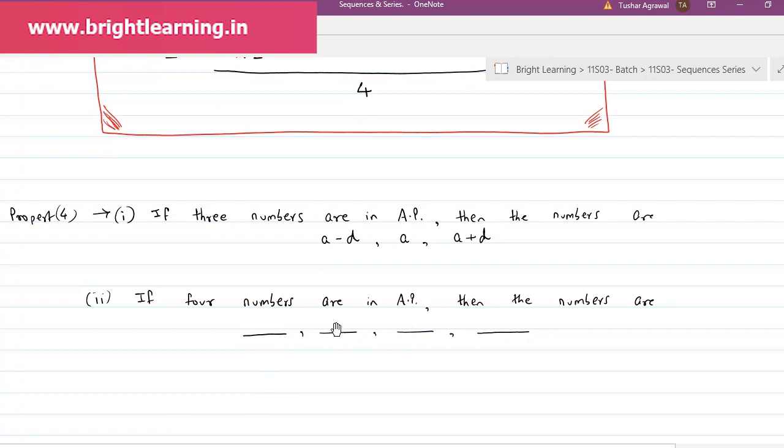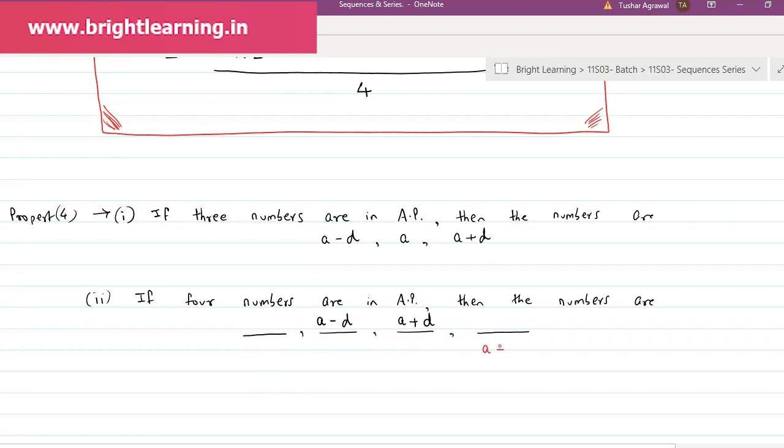This much idea you should have. These two will get paired up among each other, means the second and the third, and the first and the fourth will get paired up. So what I do is, the second term I take as A minus D, the third term I take as A plus D.